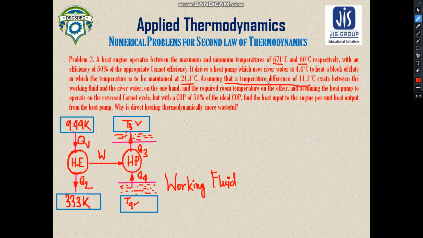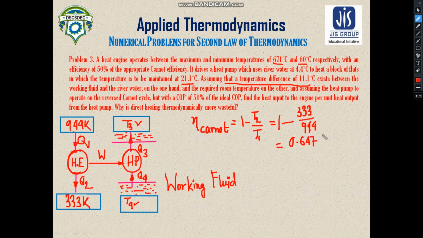60 degrees Celsius with an efficiency of 50% of the appropriate Carnot efficiency. So let us find out the Carnot efficiency. Okay, so it would have been 1 minus T2 by T1. You know that. So it would be calculated as 333 divided by 944, right? So you will get a value of 0.647. So this is the Carnot efficiency.